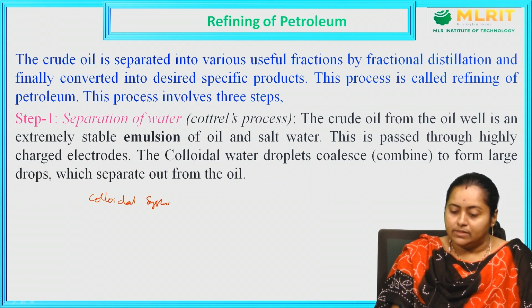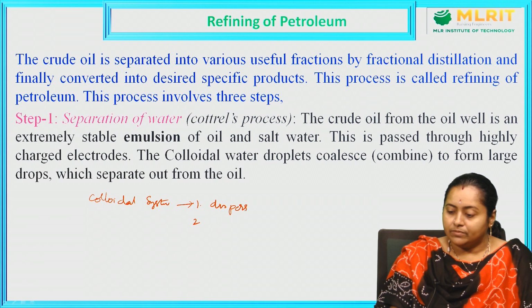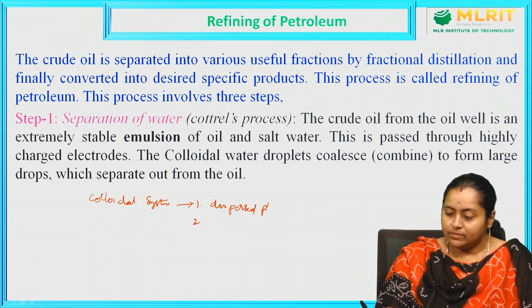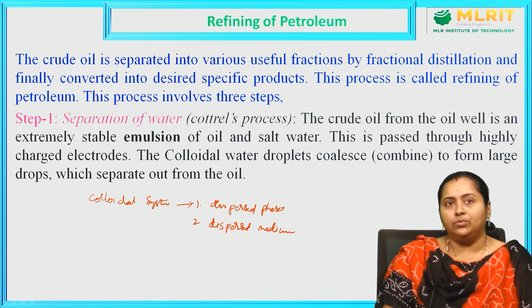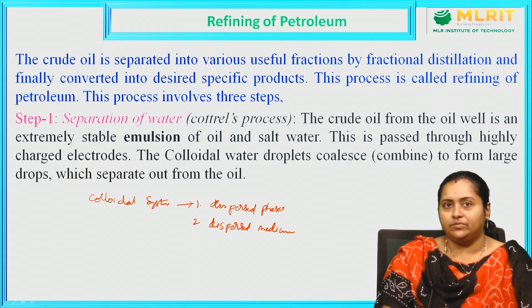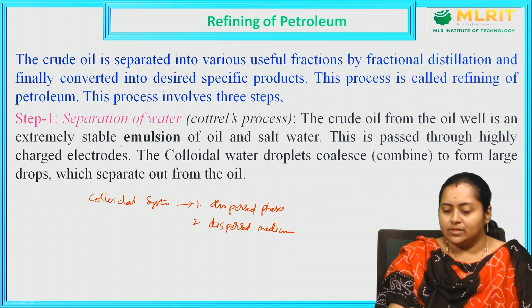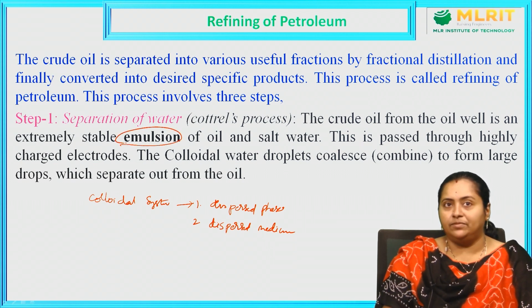Colloidal system will have 2 components. One is dispersed phase, and the other one is medium, dispersed medium. So that colloidal system will contain two different components, one is dispersed phase and the other one is dispersed medium.